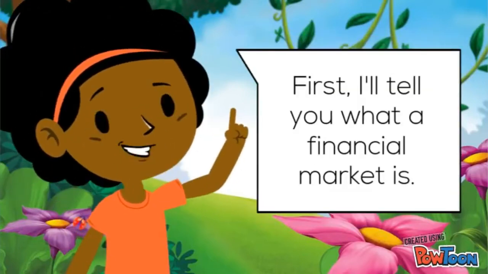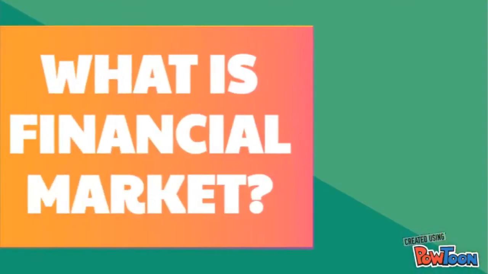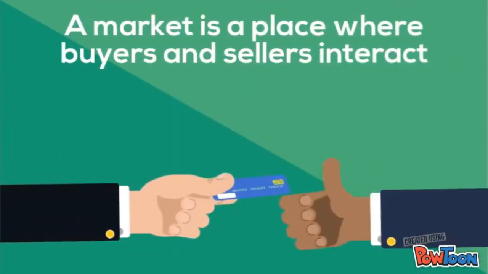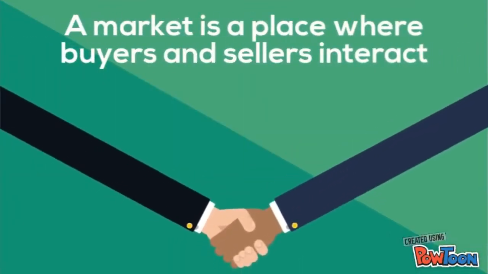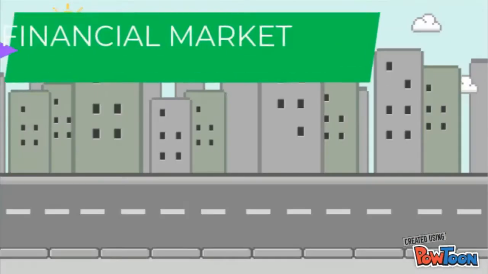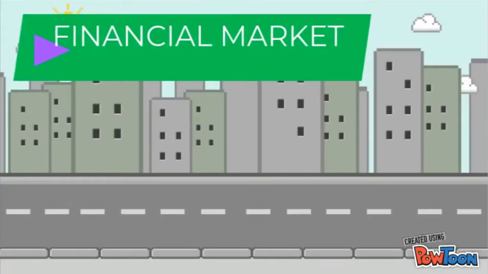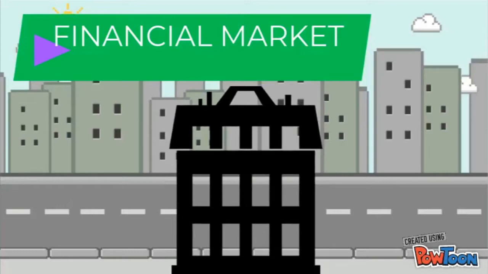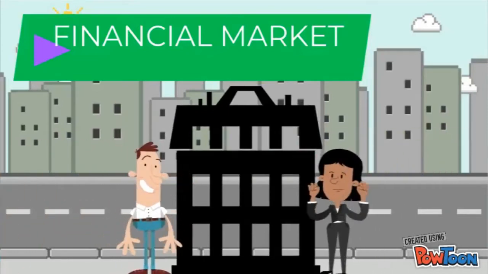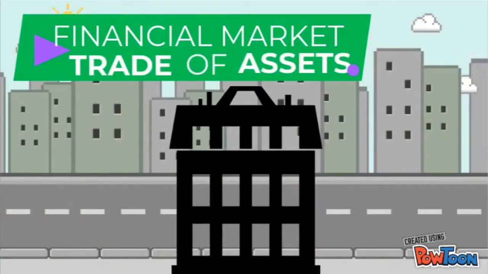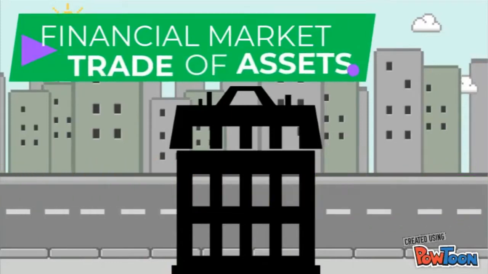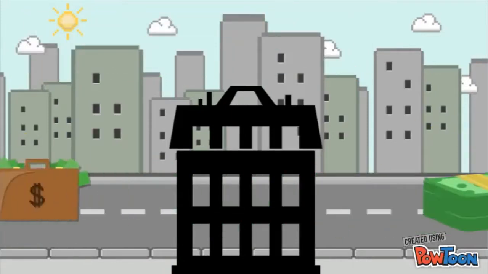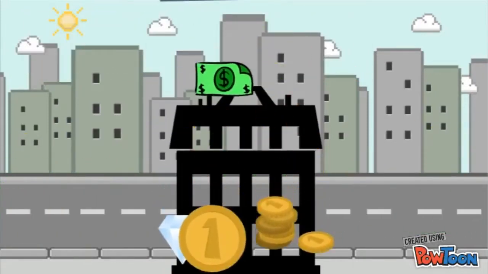First, I'll tell you what a financial market is. Basically, a market is a place where buyers and sellers interact. So, a financial market is any marketplace where buyers and sellers participate in the trade of assets, such as equities, bonds, currencies, derivatives, and many more.